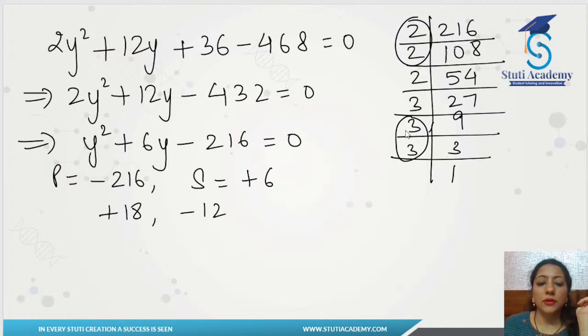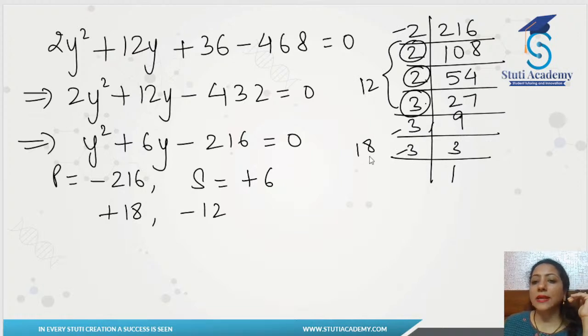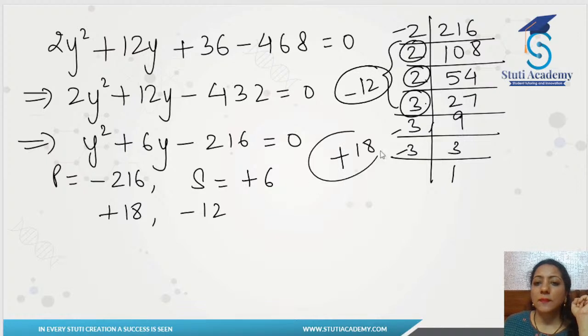So we have 2 into 2, 4. 4 into 3, this will give us 12. 2 into 3, 6. 6 into 3, 18. So 12 and 18 are two numbers which are going to give us the product 216. We want the product as minus 216 and we want the sum as positive 6. So if we take positive 18 and minus 12, these two will give us the product minus 216 and the sum positive 6.